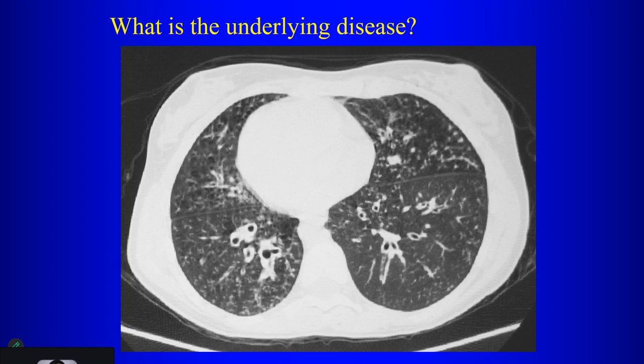The triad for Kartagener's is? So sinusitis. Situs inversus. And well, what you're looking at here, bronchiectasis, right. So these patients develop recurrent infections because of their immotile cilia, right? So they're susceptible to recurrent infections. And so they'll develop bronchiectasis and then sinusitis and everything else.